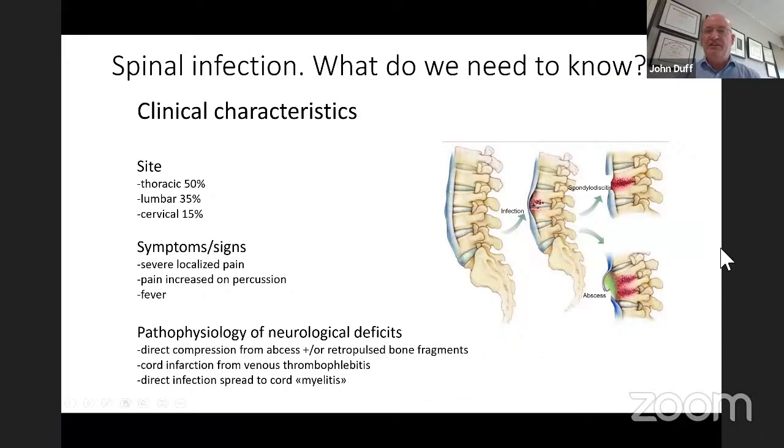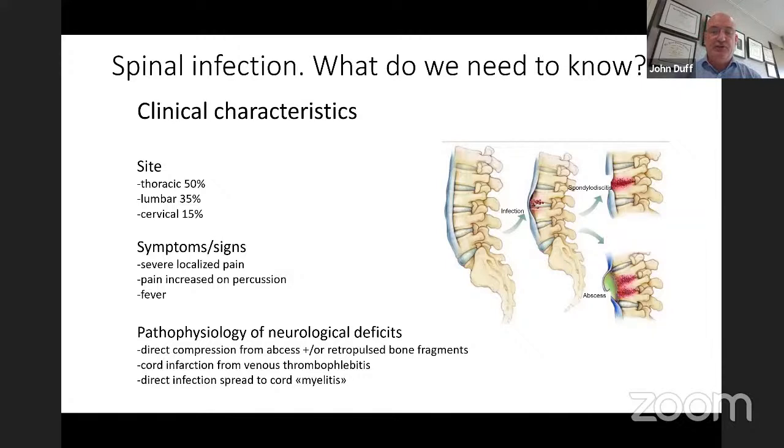If we start with the basic things we need to know, the clinical characteristics: this can happen anywhere in the spine. Obviously, for the reason of number of levels, it's more frequent in the thoracic spine, less so in the lumbar spine, and even less so in the cervical spine, but it can happen anywhere. The symptoms and signs are classically severe localized pain. It's rarely a mild pain, it's often a severe pain. And characteristically, the pain is increased on percussion, so the patient can be exquisitely tender. And then they often have a high fever as well.